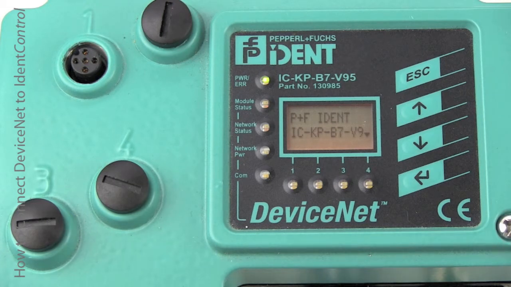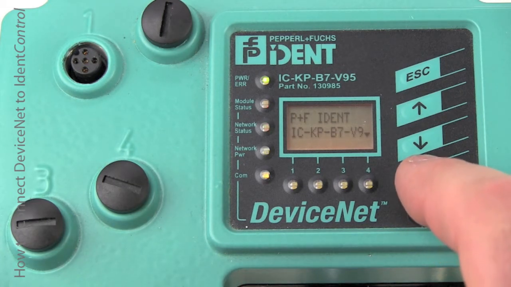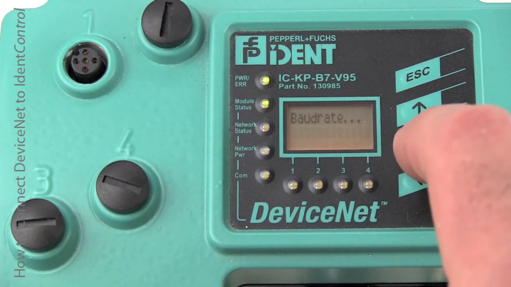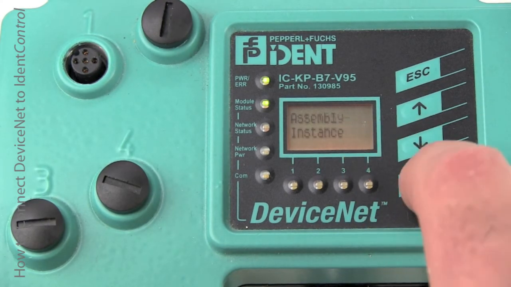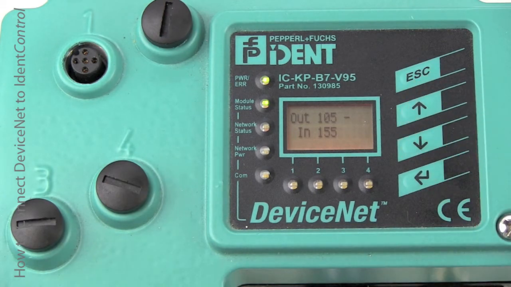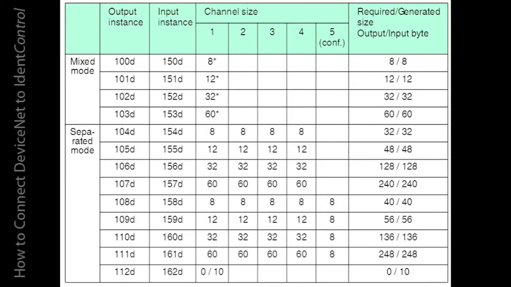Okay, the last thing we need to configure is the DeviceNet assembly instance. This is going to determine how much data and how the data is going to be mapped in the DeviceNet network. From the manual, you're going to see this table, which is going to give you all of the different assembly instance options for mapping data on the DeviceNet network.